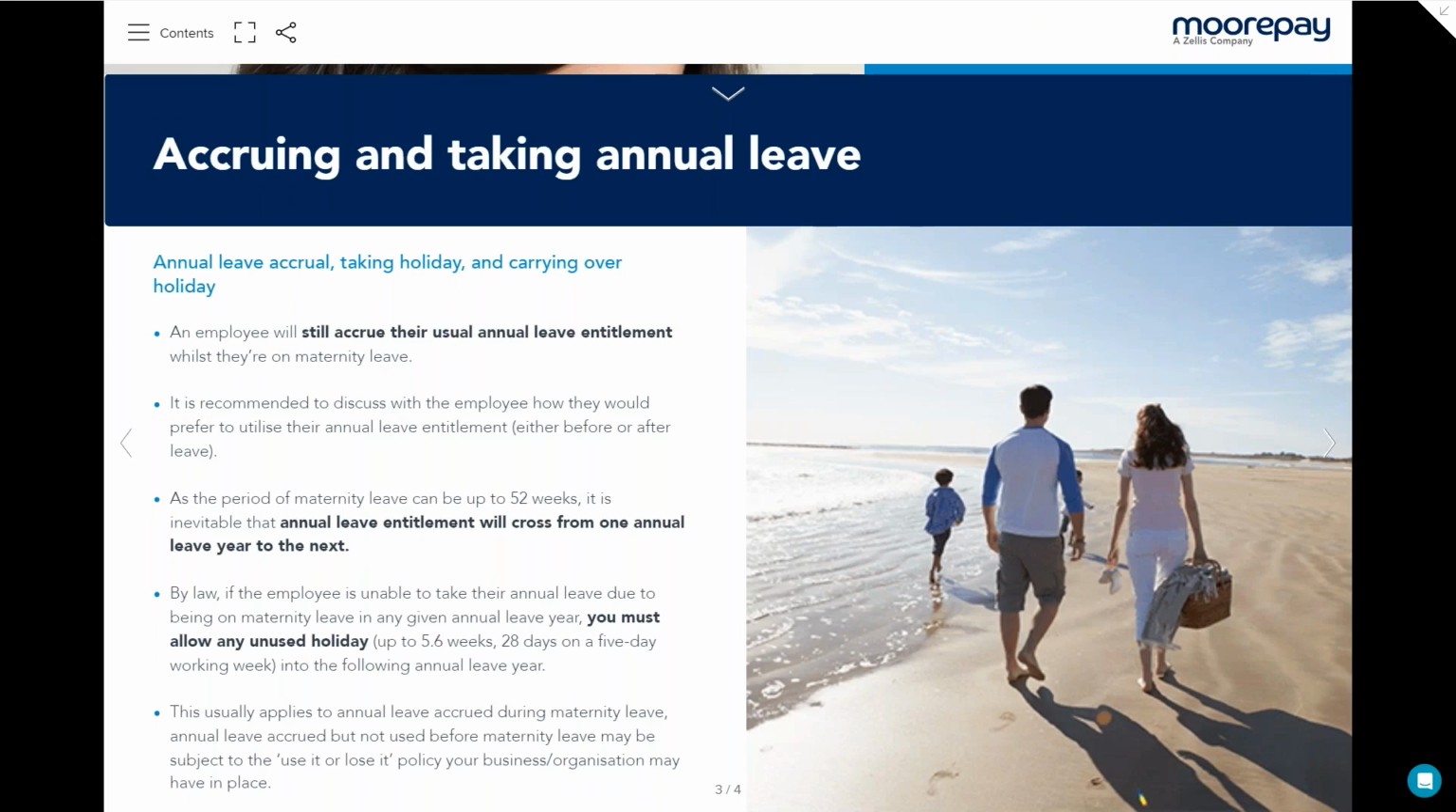So annual leave, this is a big topic that people generally misunderstand. I love covering it because it can be a bit of an eye-opener. An employee still accrues annual leave while they're off on maternity leave. So they can go off on maternity leave halfway through the year, having taken only so much, return halfway through the next year, and have two full entitlements open to them.